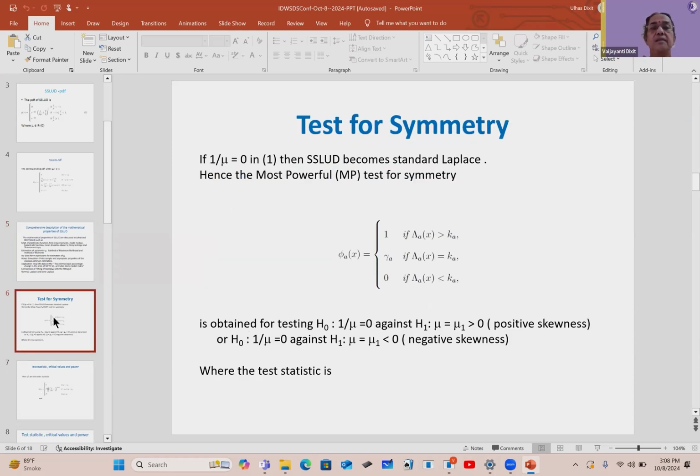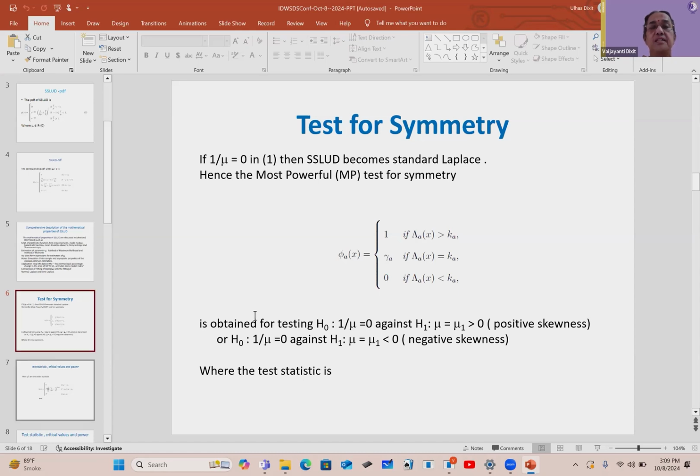Now, in today's topic, or in this next paper, we discuss the test for symmetry of this distribution and the confidence interval for the parameter mu. From the PDF form, it is clear that if 1 by mu equals 0 in that PDF g(x), then the SSLUD becomes the standard Laplace, meaning it becomes a symmetric distribution. Hence, we construct the most powerful test for testing this symmetry.